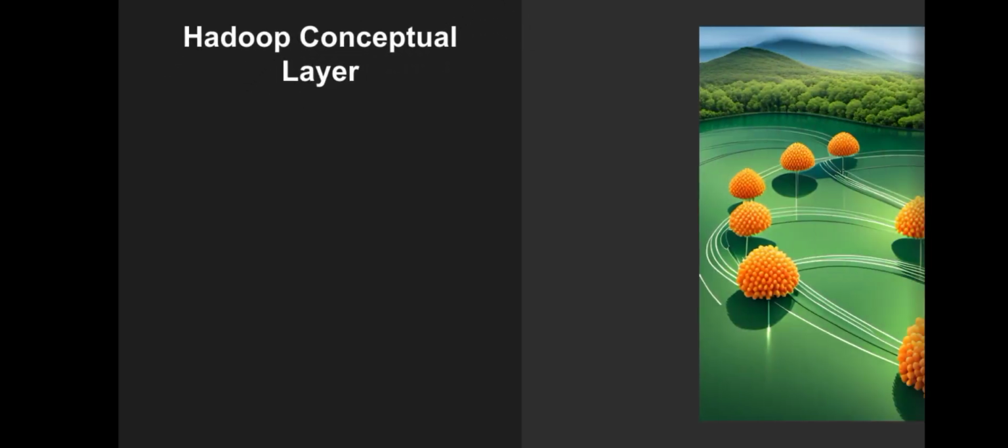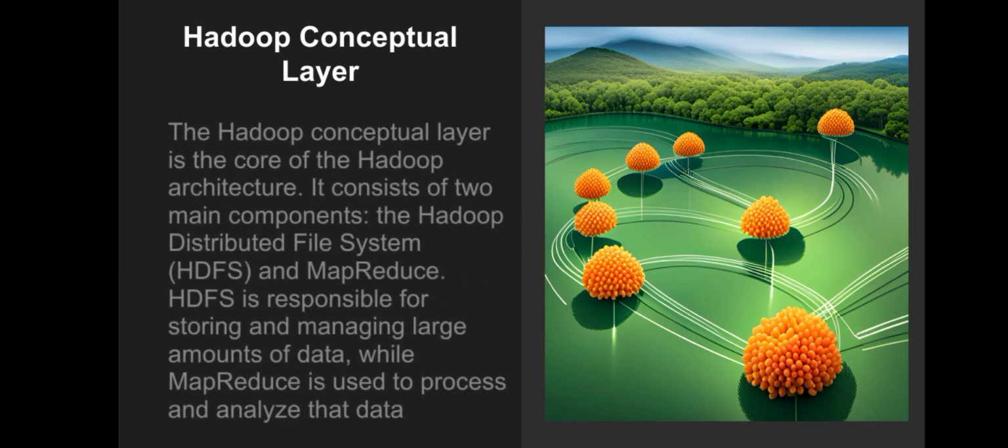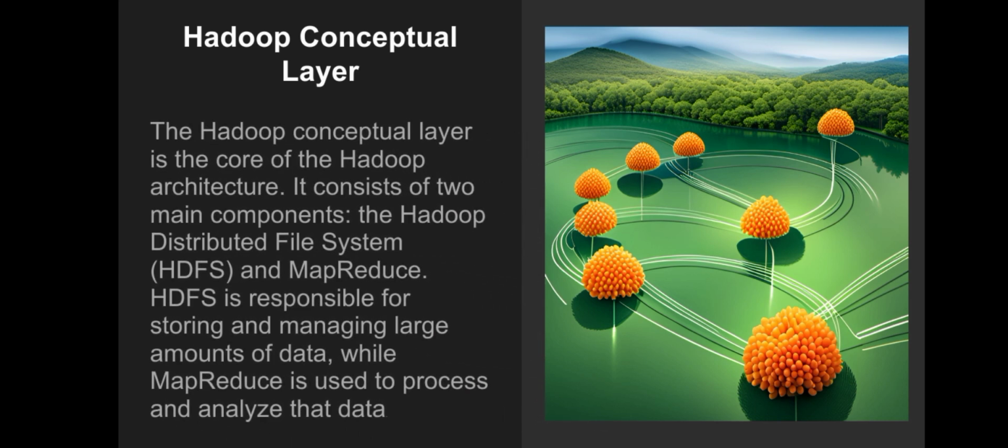Next is Hadoop conceptual layer. The Hadoop conceptual layer is the core Hadoop architecture. It consists of two main components, the HDFS and MapReduce. HDFS is designed to handle data in a distributed environment, which means it can store and manage data across multiple machines in a cluster. This allows for high availability and fault tolerance, as well as the ability to scale out as more data is added to the system. Whereas MapReduce is a programming model used to process large data sets in parallel. It breaks down the data into smaller chunks and processes them in parallel across multiple nodes in the cluster, which makes it faster and more efficient than traditional computing methods.